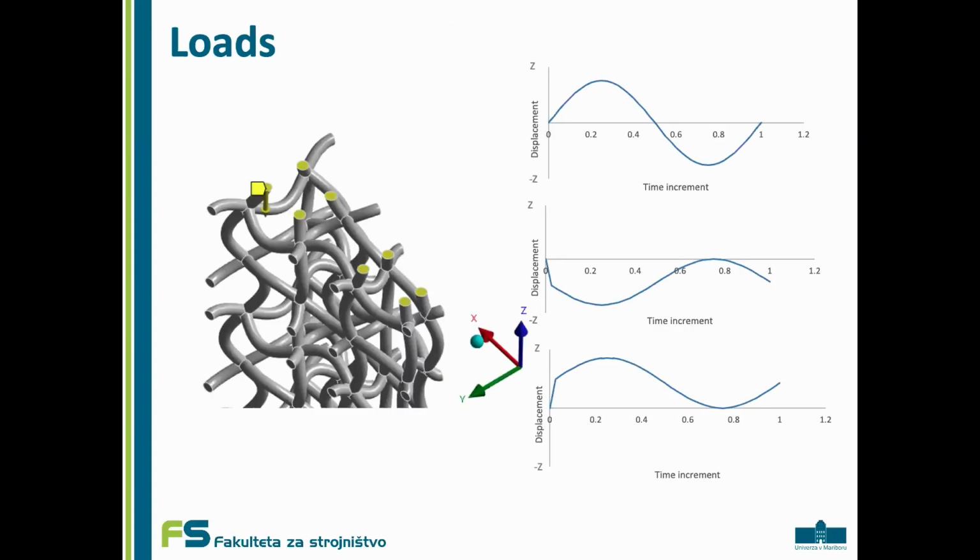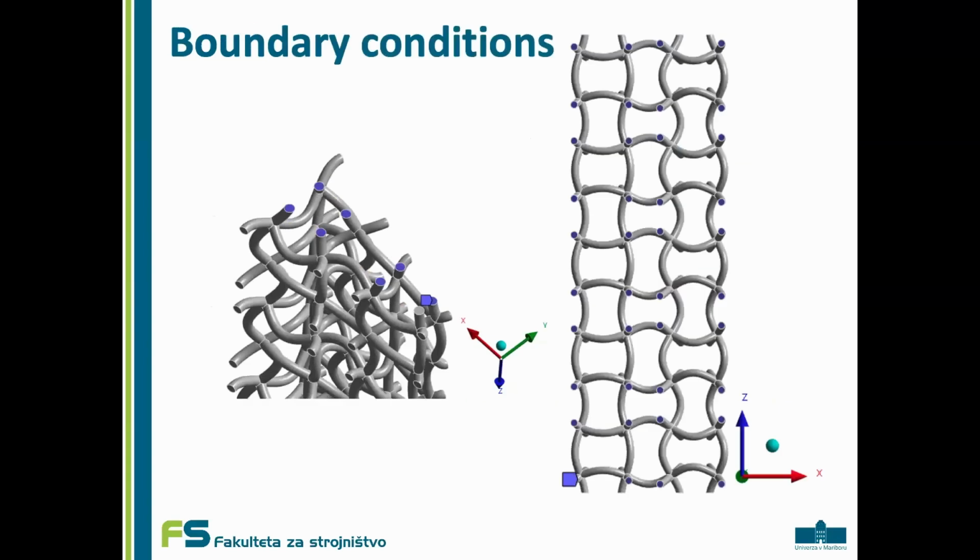Then the loads. We loaded both structures with displacement and with 3 different shapes. The first was alternating, where the displacement went into tension and then into compression. In the second case, it only went into compression, and lastly, only into tension. And the loads were put on the faces that were previously cut with the horizontal planes.